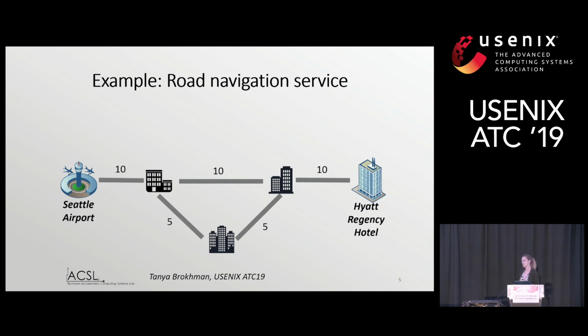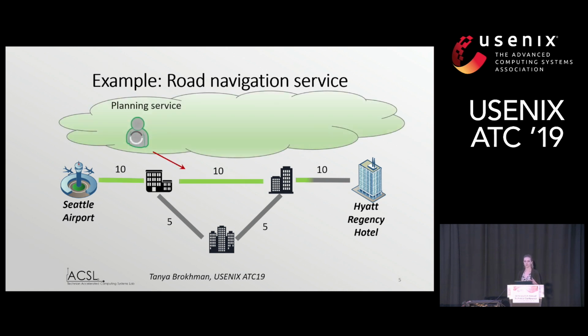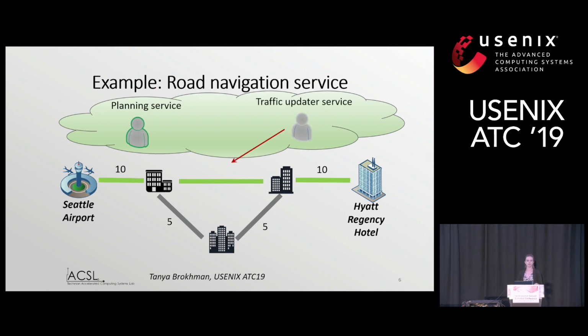We can look at a map as a weighted graph, with weights being the travel times on the roads. And we have a planning service taking this graph as an input and calculating the shortest path for us to travel on. And in parallel, we have the traffic updater service periodically updating the travel times on the roads. And as a result of the update, we have to reactivate our planning service, and our optimal path may change.